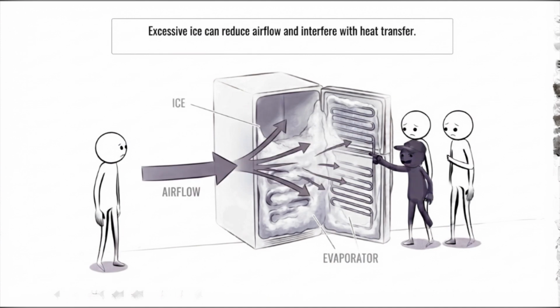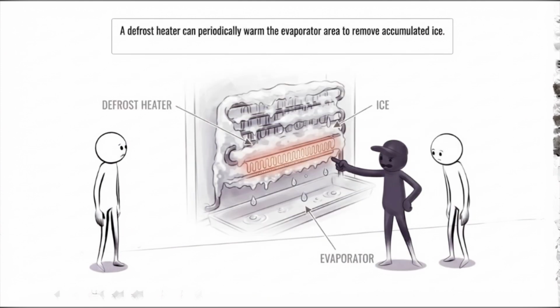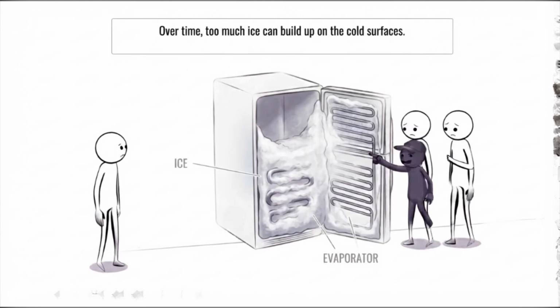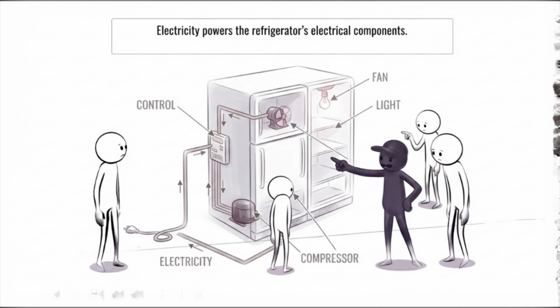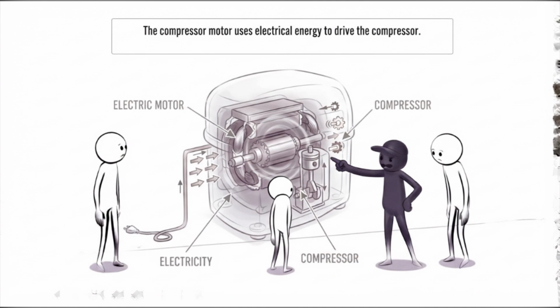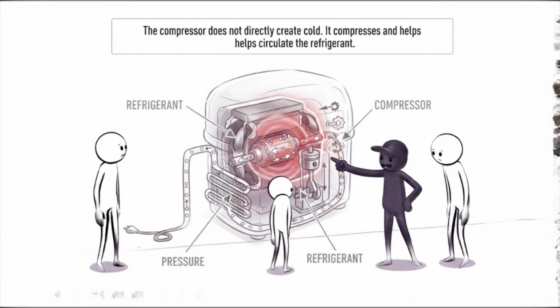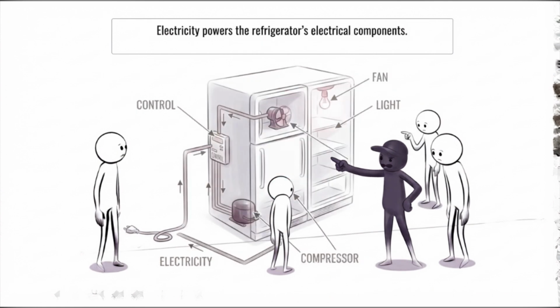Another important part of many refrigerators is the defrost system. When moist air enters the refrigerator or freezer, water vapor can freeze on cold surfaces. Over time, too much ice can reduce airflow and interfere with heat transfer. Modern refrigerators may therefore use an automatic defrost system. A control system can periodically activate a heater or another defrost method to remove accumulated ice from the evaporator area. The exact defrost method depends on the refrigerator design.